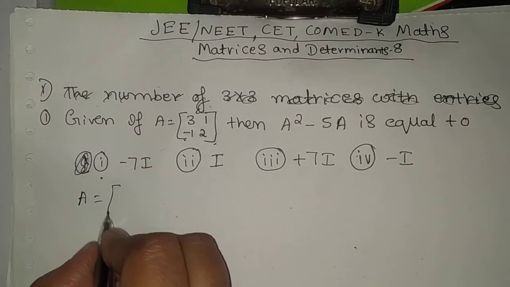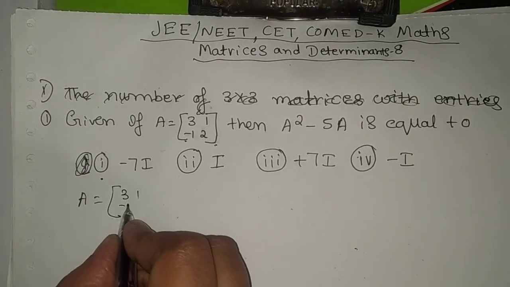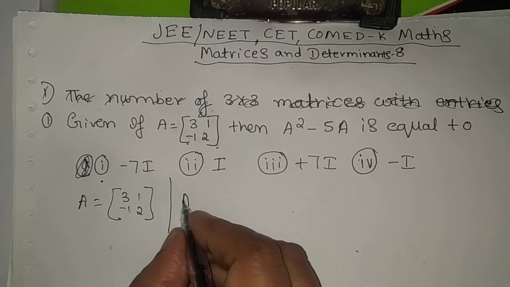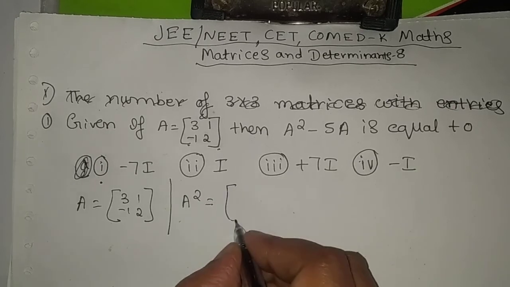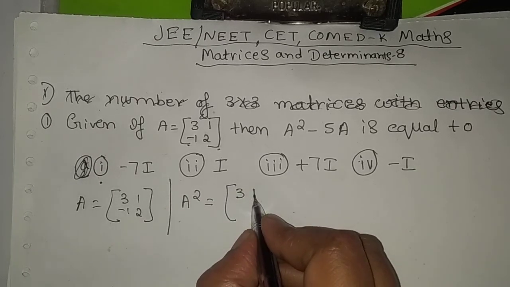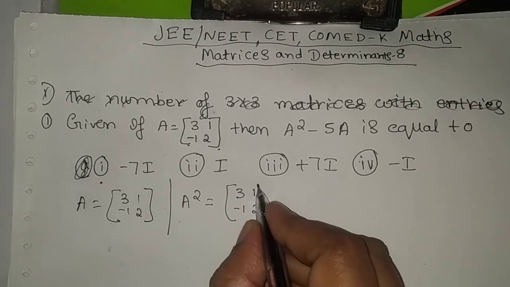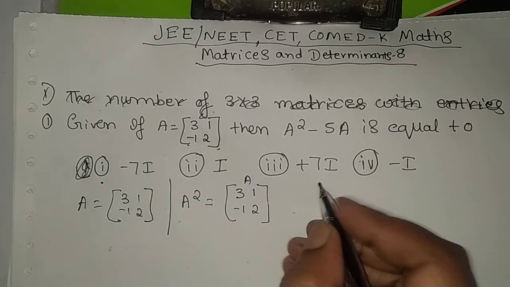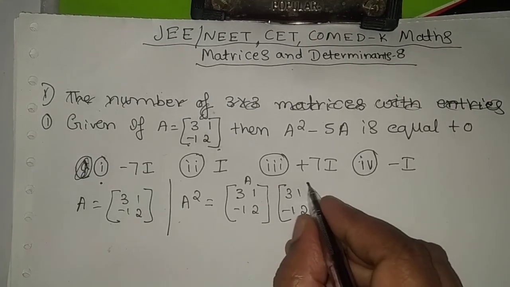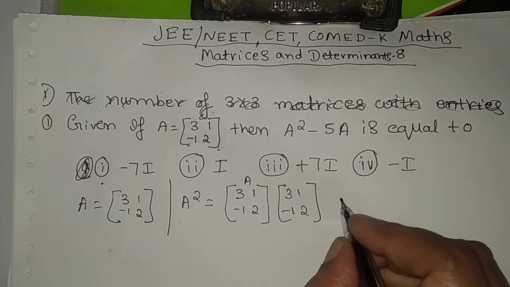A is equal to the matrix 3, 1, minus 1, 2. Now we have to find out A square. A square is A into A, that is the matrix 3, 1, minus 1, 2 multiplied by the same matrix again. So multiply this.